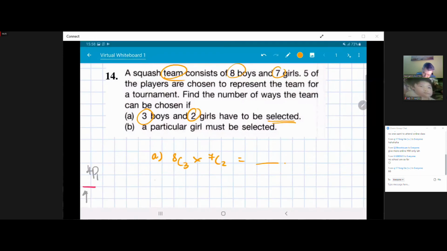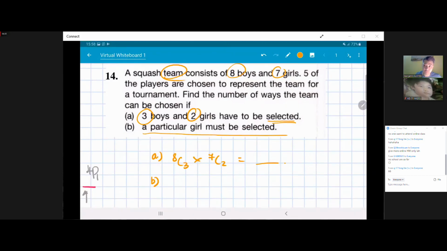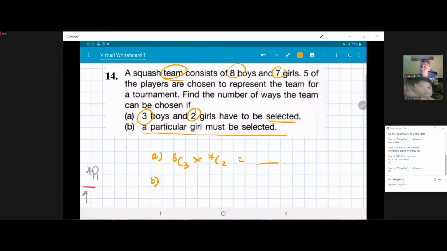Now, the B is going to be slightly of a problem. A particular girl must be selected. What does that mean? A particular girl must be selected. So anybody found an answer for part B? You can type in your answer right there so I can see what's going on. Li Ting, what you get? Adam?